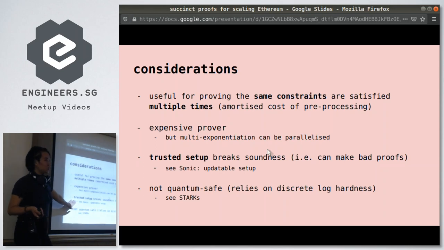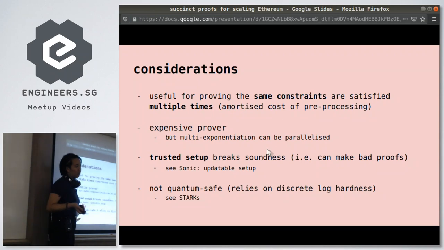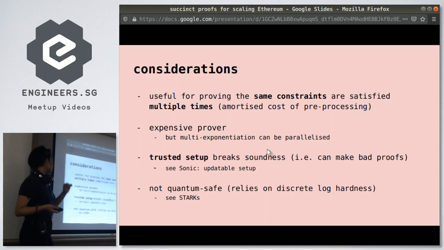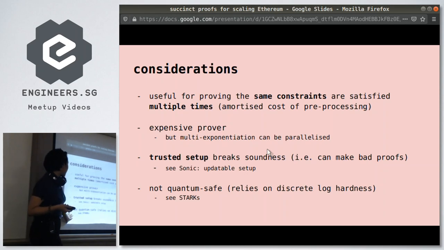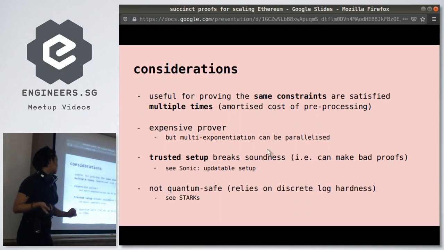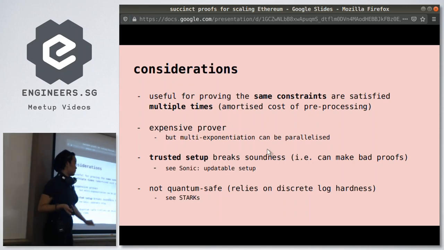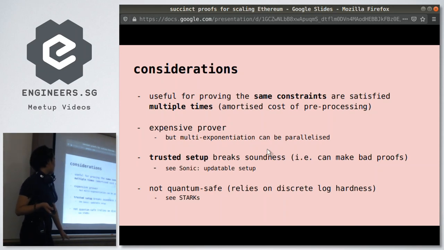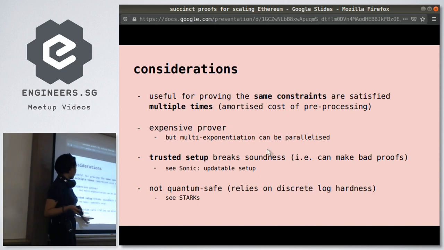There are other constructions that are not Groth 16, which do not have trusted setup. So the prover can never make an invalid proof. Right. And the last consideration here is that it's not quantum safe. So it assumes that the discrete log problem is hard. And the answer to this consideration is another construction known as STARKs, succinct transparent arguments of knowledge. So you can check that out.